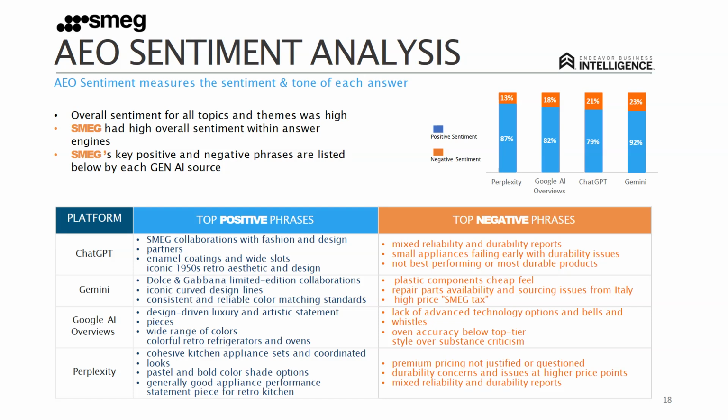The scorecard measures sentiment as presented by AI engines. High positive sentiment validates strong perception, while common negative themes point to areas for improvement. For SMEG, positive phrases centered on design and collaborations, while durability and pricing were areas of concern. This analysis guides messaging and content strategies.